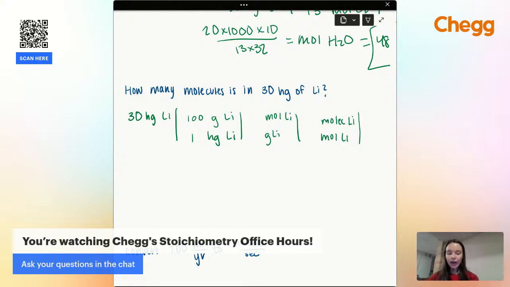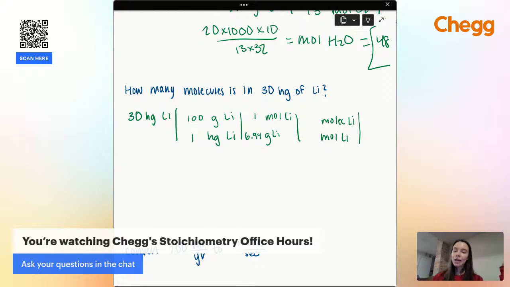What I need for that is I need the molar mass of lithium. So I'm pulling back up that periodic table. I told y'all you weren't going to get a break from it today. The molar mass of lithium, that number with the decimal, is 6.94. So there's 6.94 grams of lithium in 1 mole of lithium.